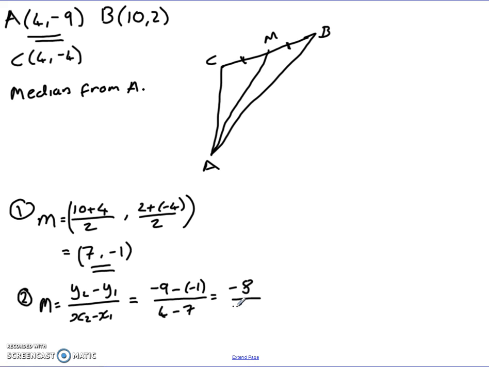4 take away 7 gives me -3 on the bottom. The two negatives cancel out, and I'm left with 8 over 3. So I've got my gradient here then of 8 over 3. Now remember when we went back to our equation of our straight line, the equation of our straight line was always given by the exact same formula, y equals mx plus c. And for this, we needed a gradient or a y-intercept.